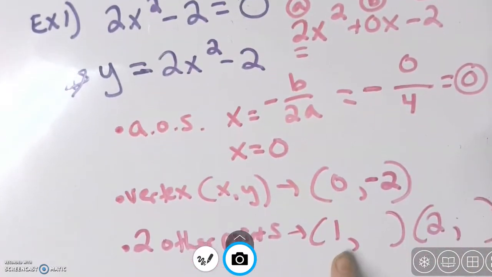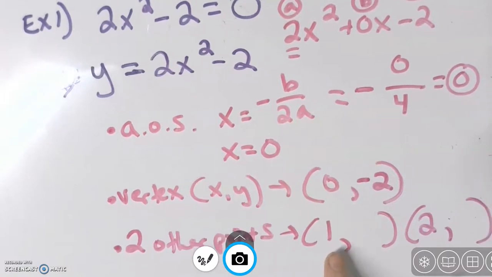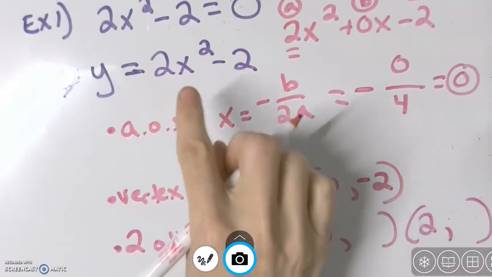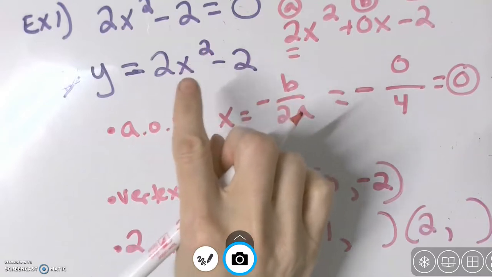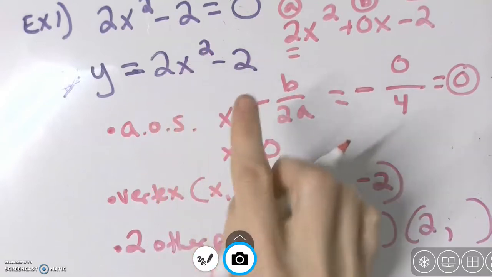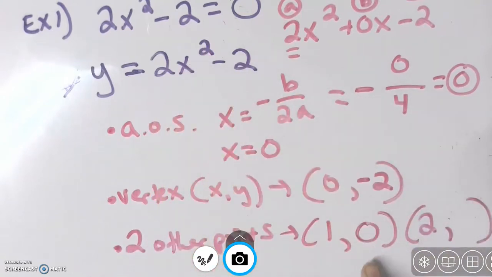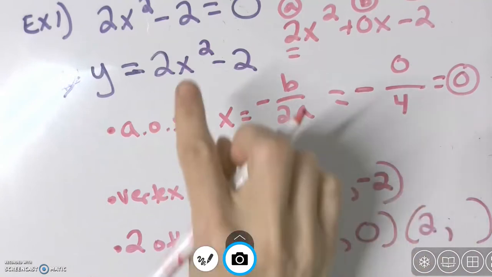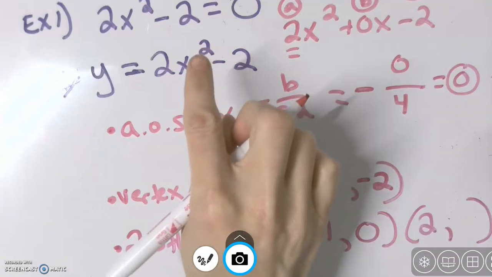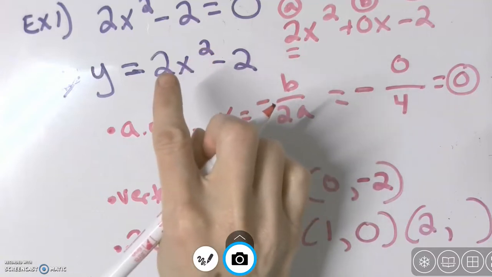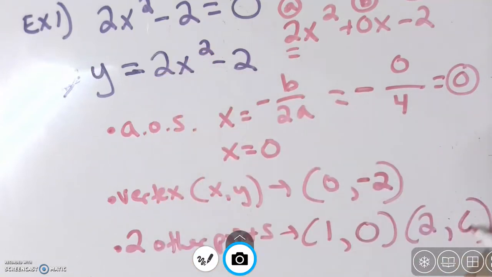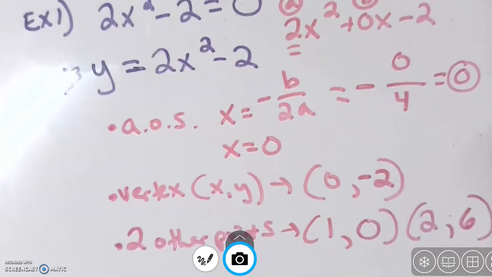And again, you guys, I'm just substituting to solve. We already did this, okay? So I take 1 and replace x up here. What's 1 squared? 1. 1 times 2 is 2. 2 minus 2 is 0. So my y-coordinate is 0, and I do it again with 2. So I substitute 2 for x. What's 2 squared? 4. 4 times 2, 8. 8 minus 2, 6. Okay, so now I'm going to take this information and graph it.